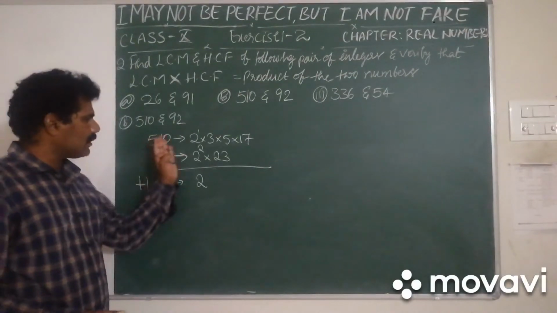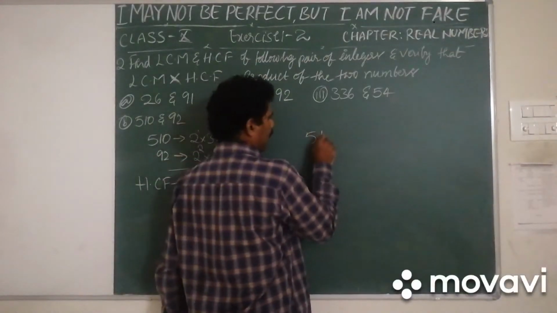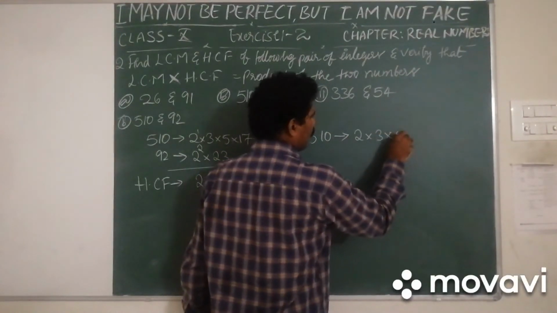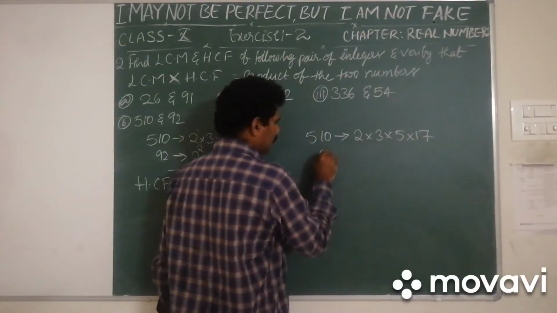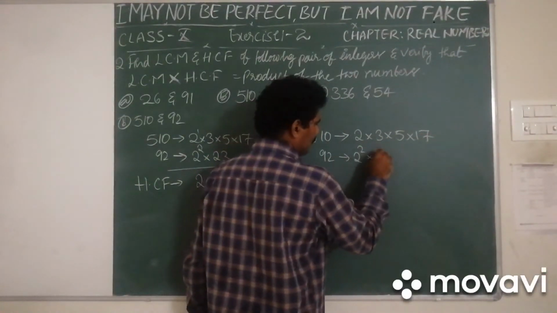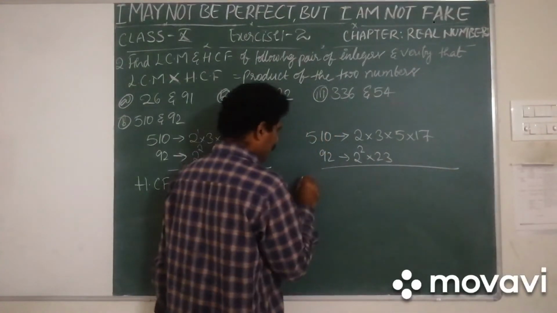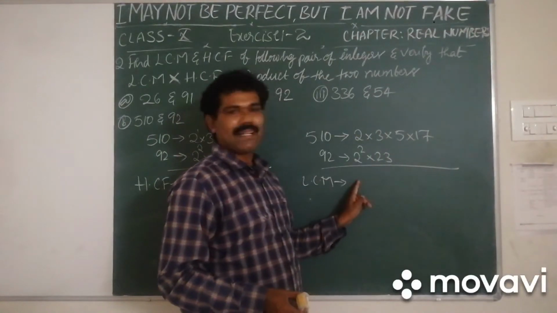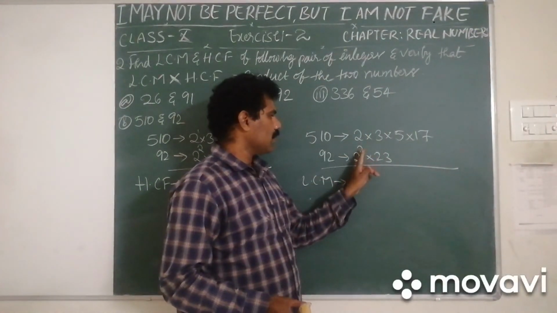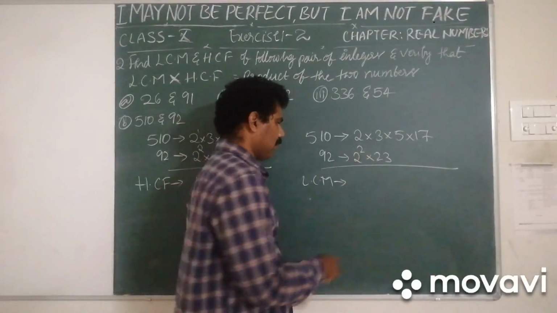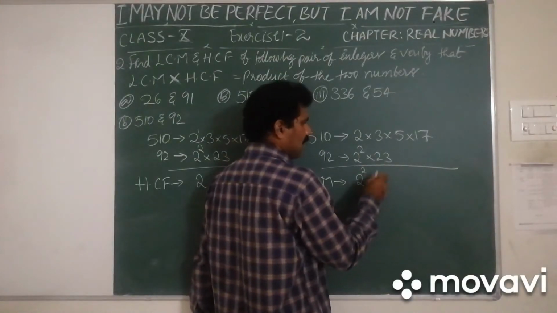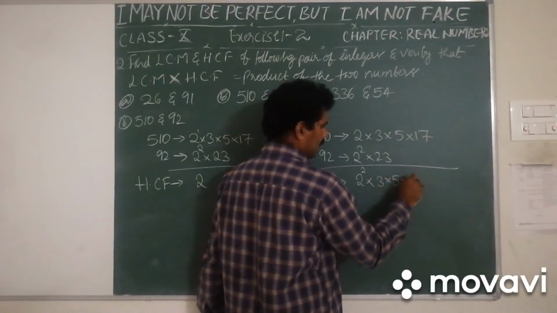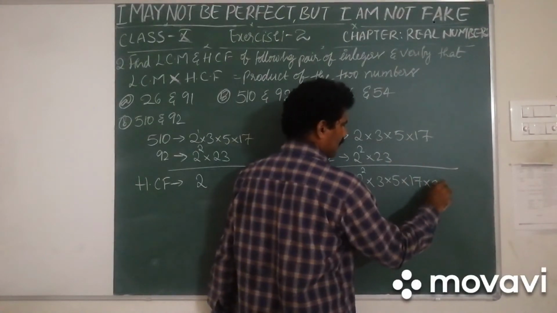So for LCM we have to write as it is now for both 510 and 92. 510 can be written as 2 into 3 into 5 into 17, and 92 can be written as 2 square into 23. So what is the rule for LCM here? We have to take common factor down with maximum power. So here 1 and here 2. So 2 is the maximum power, so I have to take 2 square down. So 2 square into, and we have to take all the numbers down. Okay, so 3 into 5 into 17 into 23. So the rest of the numbers we have to write.